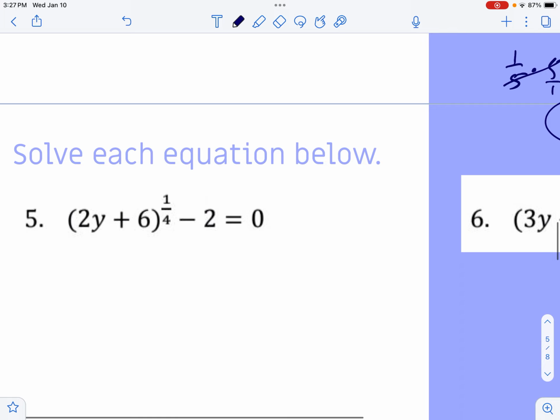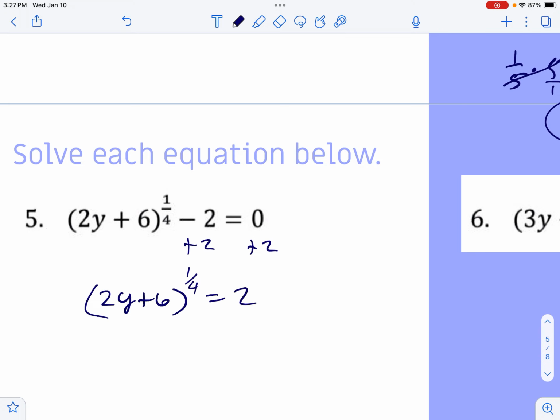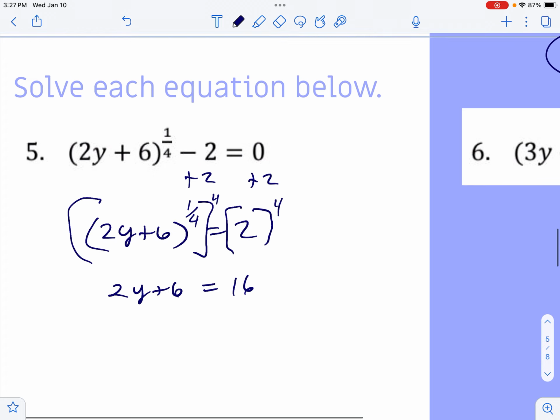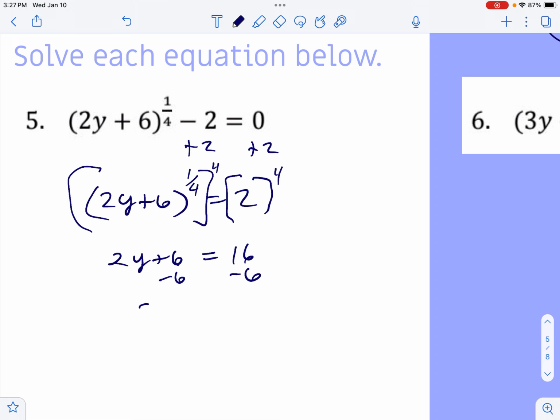All right. To the 1/4 power, that's like the fourth root. I still got to add 2 to both sides. (2y plus 6) to the 1/4 equals 2. To get rid of that, I'd take it to the 4th power. 1/4 times 4 is 1, so I get 2y plus 6 equals 2 to the 4th, which if you plug it into your calculator is 16. And then finish solving it. Once we get out of that rational exponent, 2y equals 16 minus 6, which is 10. Divide by 2, y equals 5.